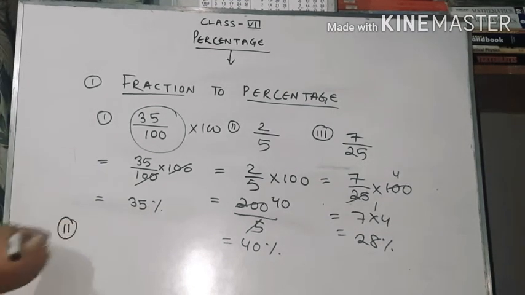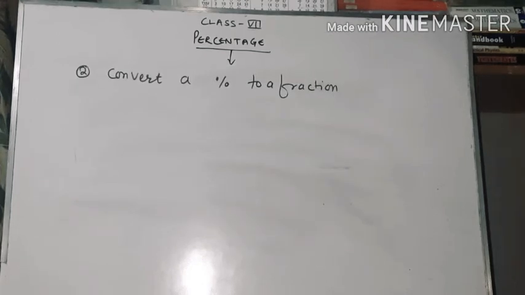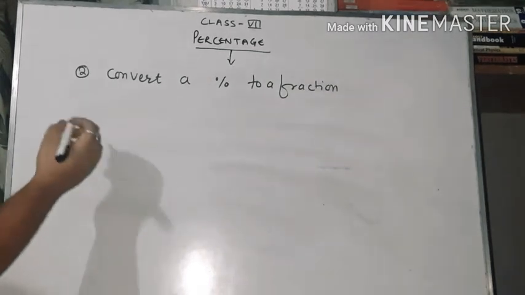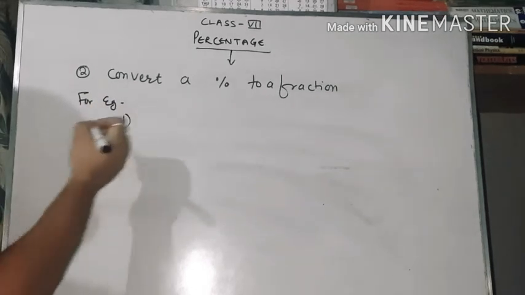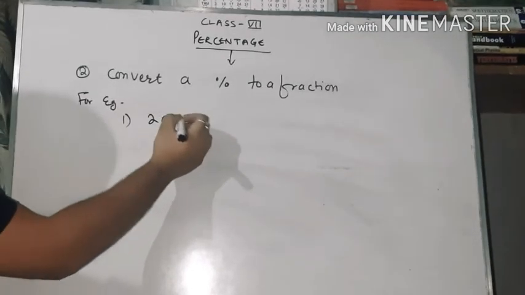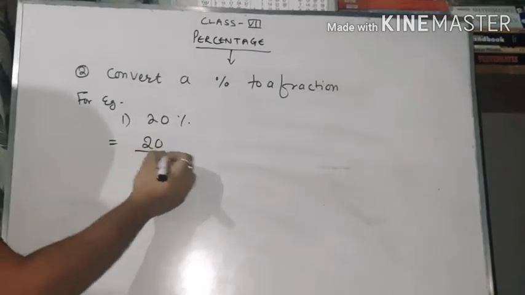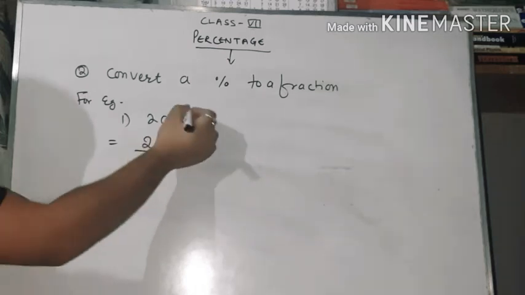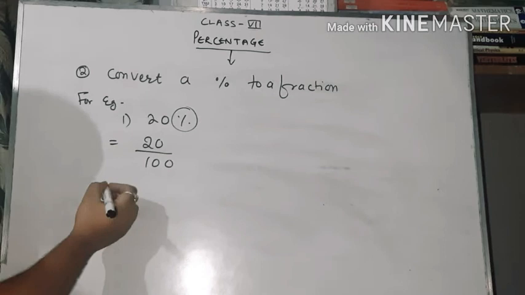Next is converting a percentage into a fraction. In our second topic, we convert a percentage to a fraction. Suppose, for example, we take 20%. It means 20 out of 100. When it is a percentage, it means we are comparing with 100. So we can write 20 out of 100.